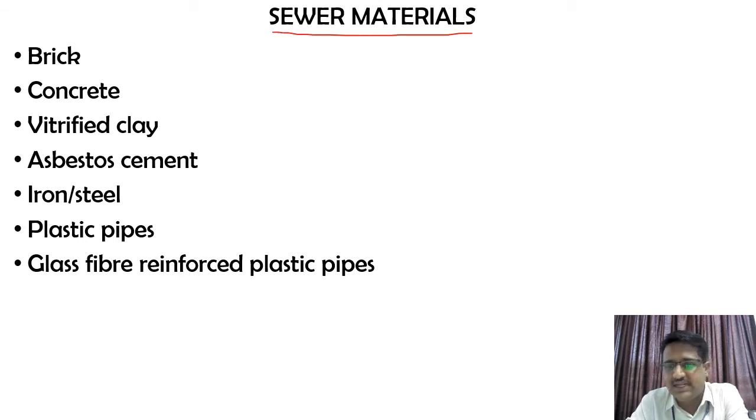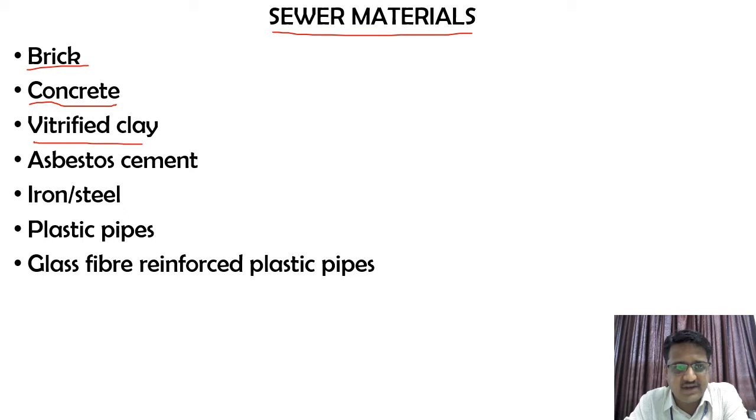Now, sewer materials. First one is brick, as till now I was explaining. So these are a few of the materials that can be used as a sewer material. Next we have concrete. This may be plain cement concrete, that is PCC, or reinforced cement concrete.